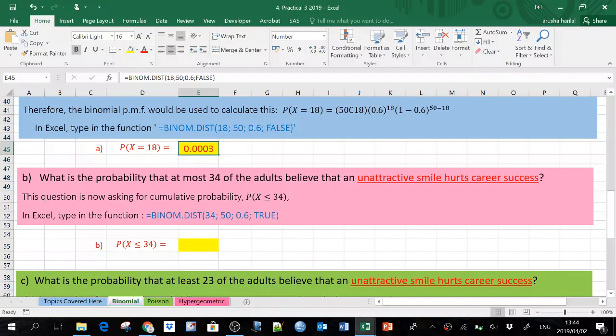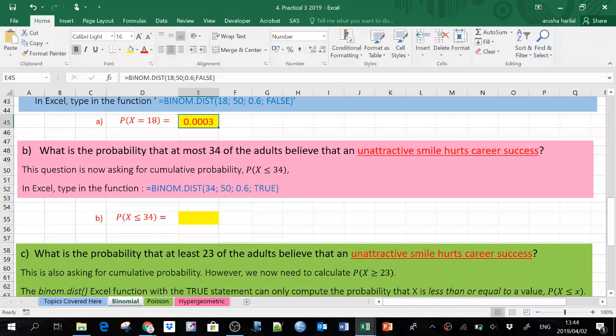The second part says, what is the probability that at most 34 of the adults believe that an unattractive smile hurts career success? So what is the question now asking us? At most 34 means 34 must be the most number. Hence, we are looking at x less than or equal to 34. So remember, this is cumulative now. In order to find a cumulative probability where we are going to use true, we must have it in the form of less than or equal to. This is in the correct form, so we may proceed.